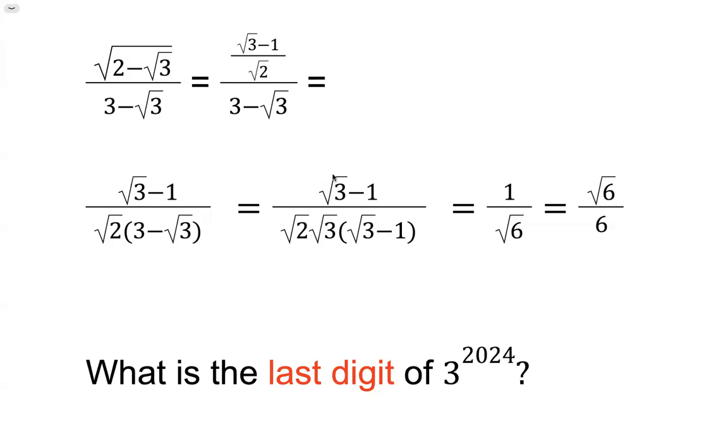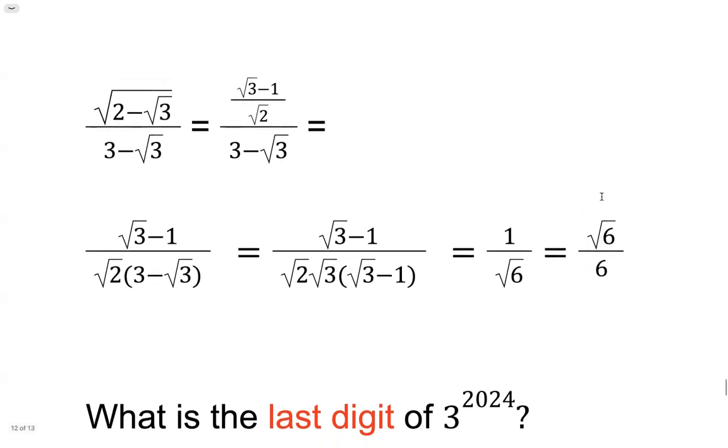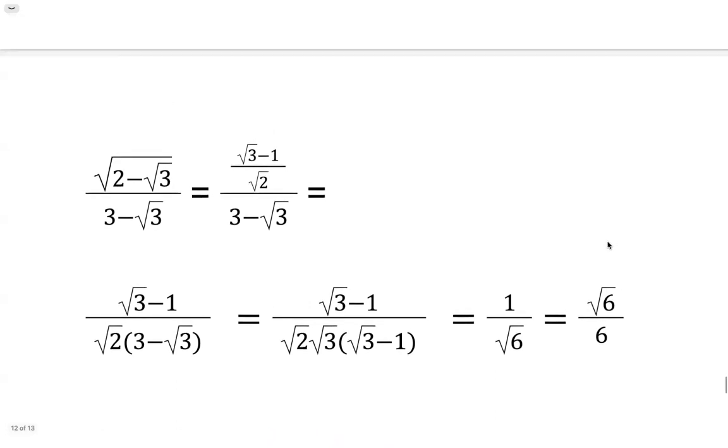Now we have a common factor in the numerator and in the denominator, which is the square root of 3 minus 1. So those two divide out and become 1. So I have 1 over square root 2 times square root of 3, which is square root of 6. Right, square root of 6. Now rationalize: we multiply the numerator with the square root of 6, and multiply the denominator with the square root of 6. So we get square root of 6 over 6. Okay, so that's the answer. That's the simplified version of the original expression.